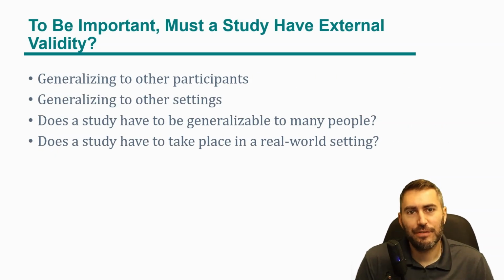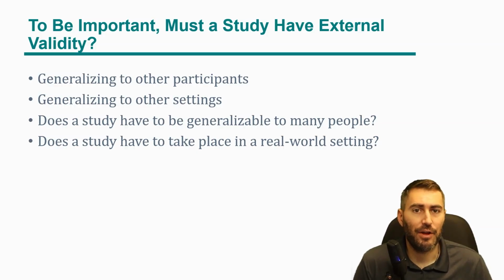All right, we're now going to shift and talk about the second half of the chapter, which is external validity. In this section, we'll talk about generalizing findings to other participants and settings, along with how to evaluate the degree to which a study does in fact generalize, and whether or not a study must take place in a real-world setting to be considered generalizable.